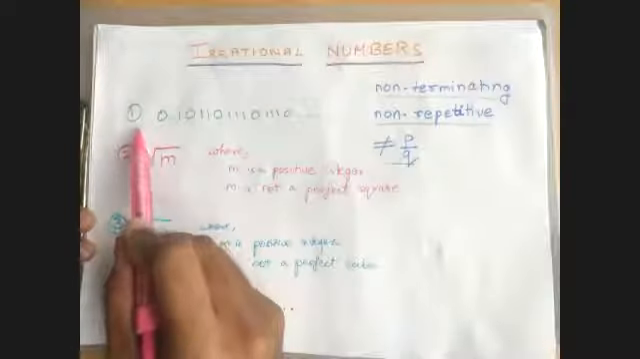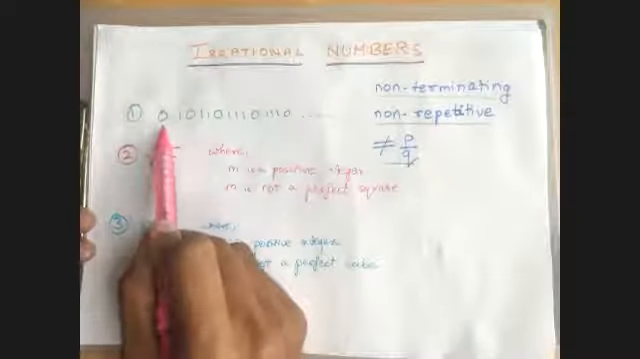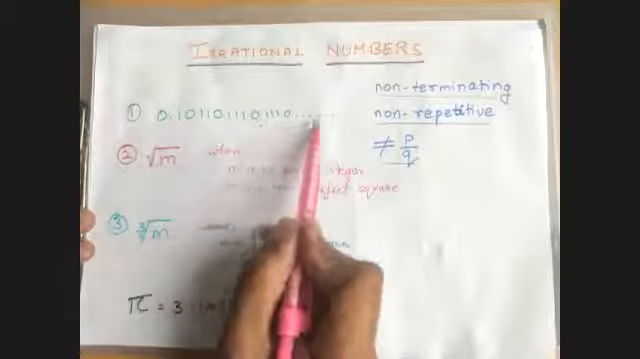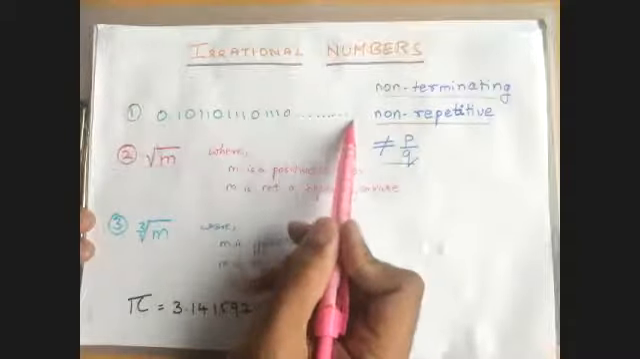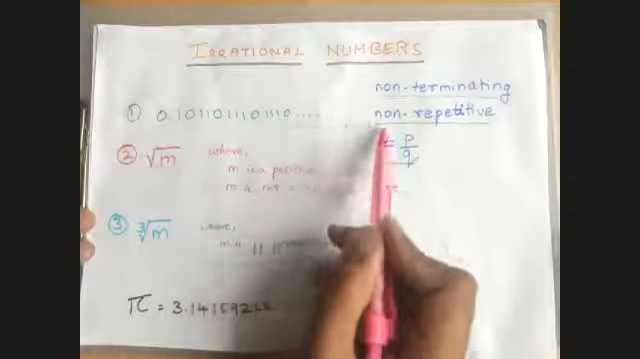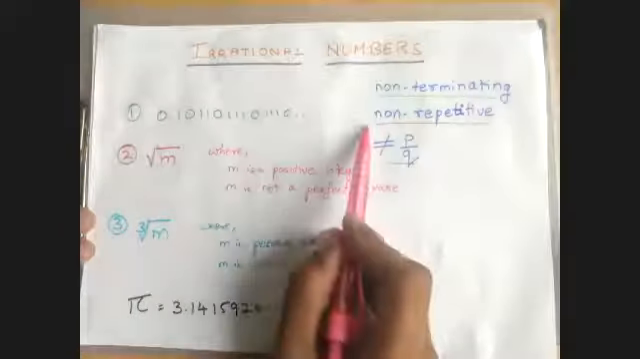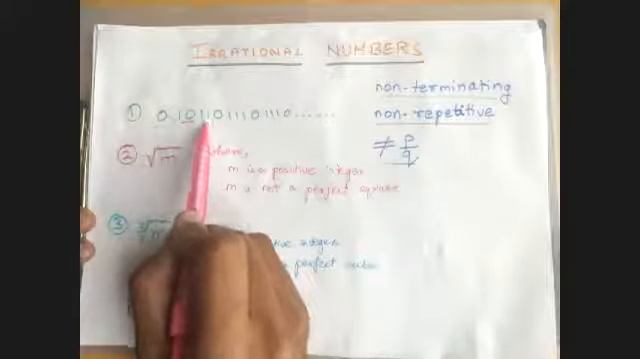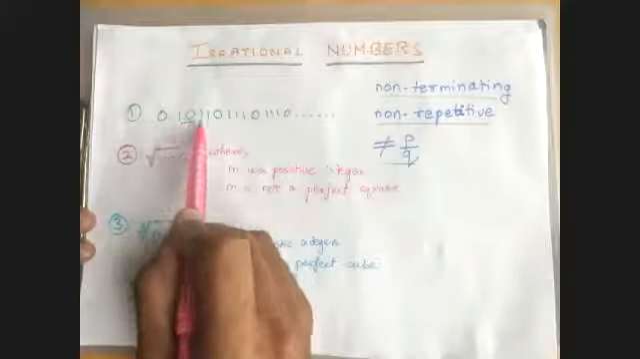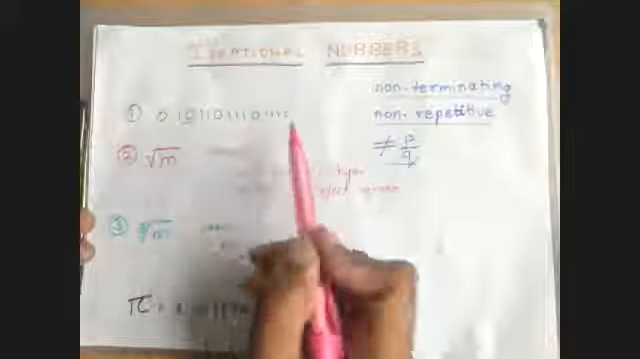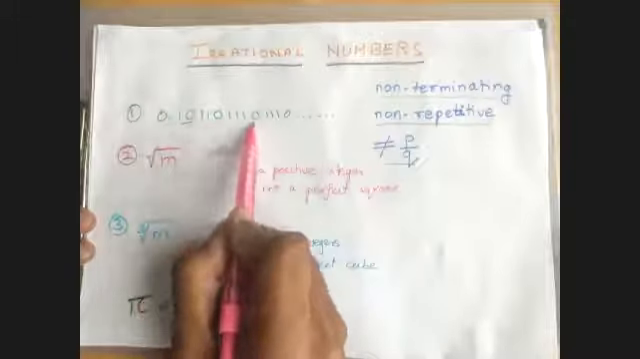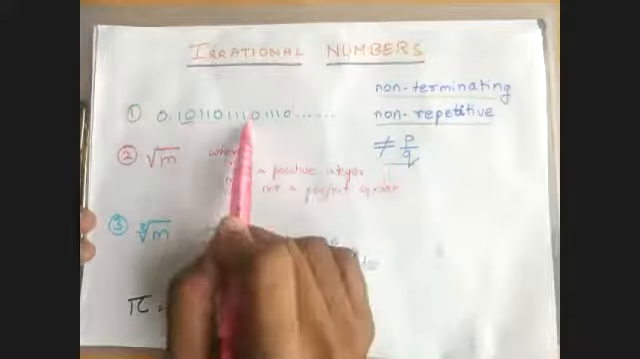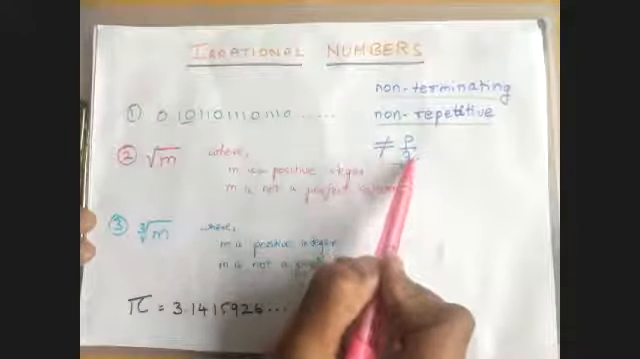For example, let us take the first case, a number which keeps on going, which is non-terminating. If we divide a number, it has no end, the decimal has no end, and it is non-repetitive. That means a pattern is not being repeated. It's a different number everywhere. So it is non-repetitive and non-terminating, and this cannot be expressed in the form of p by q.